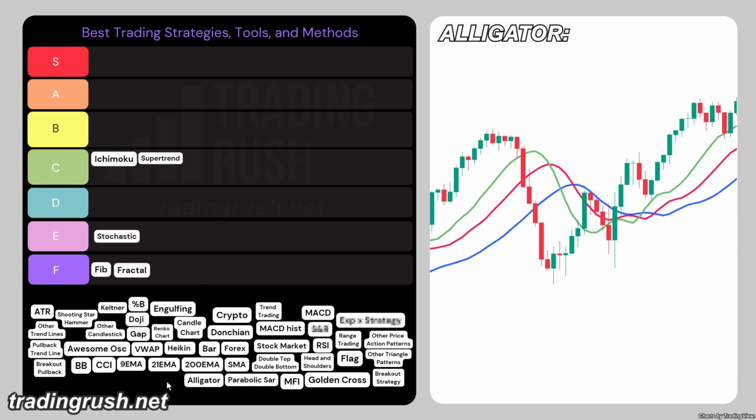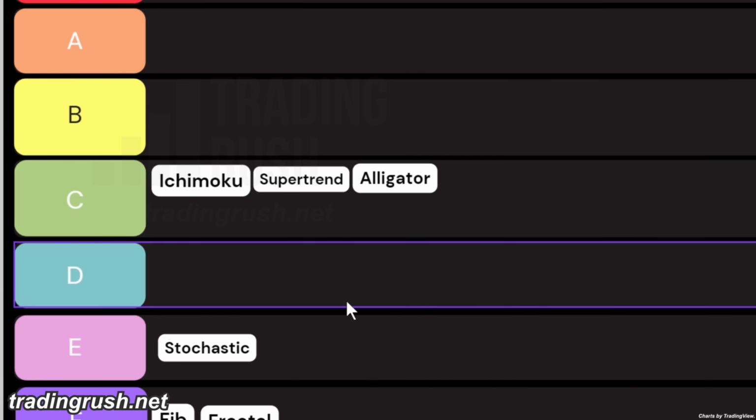The next on the list is the alligator. This is one of the most useful indicators I have used. Beginner traders will benefit most from this. It shows not only the trend direction, but also the strength of the trend. It even shows when to not do trend trading. I would rate it in the C tier.